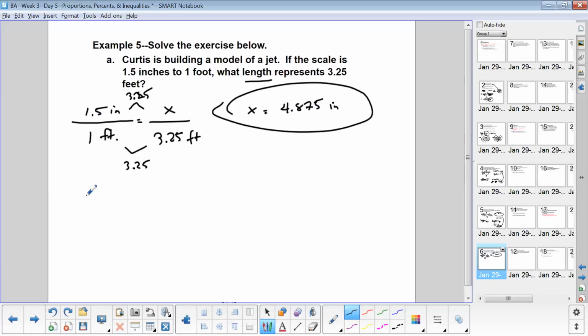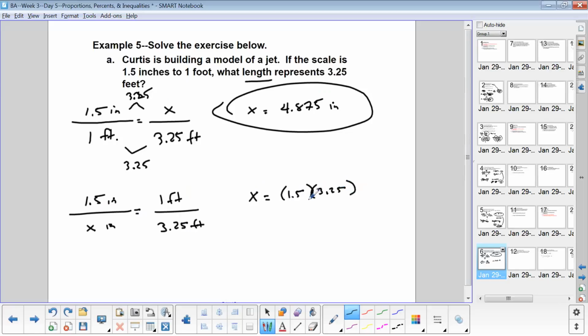So I could say, just a little twist to it, what if I changed up the comparisons? That'd be 1.5 inches to how many inches is equal to 1 foot to 3 1/4 feet. So a little different here, and if you wanted to do cross products, you could say 1 times x is x, and 1.5 times 3 1/4, and we know that 1.5 times 3 1/4 is equal to 4.875. So different ways to set that up.